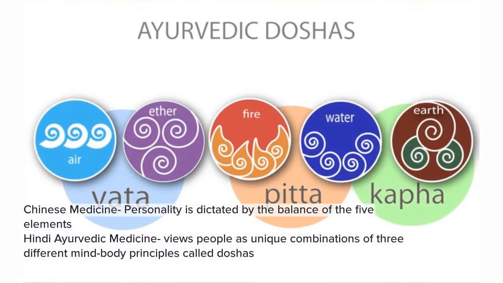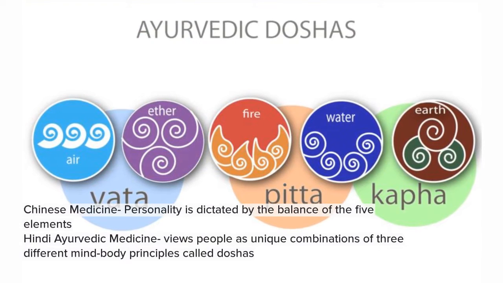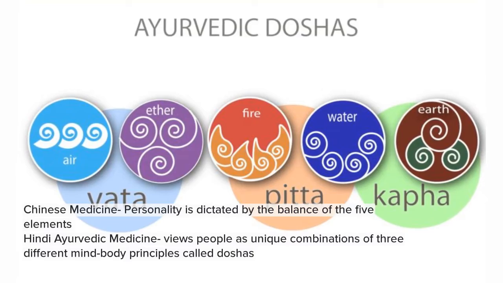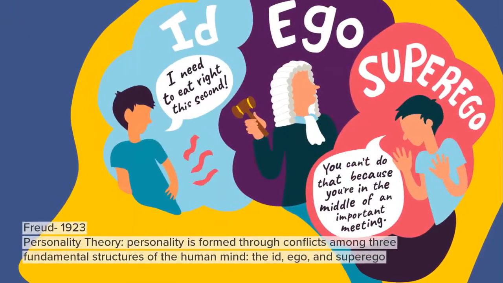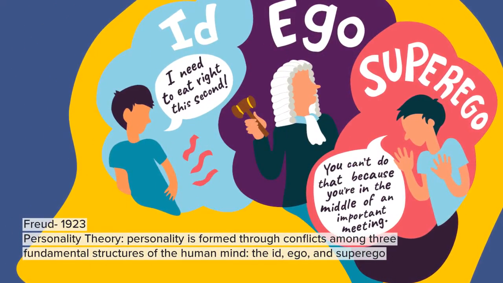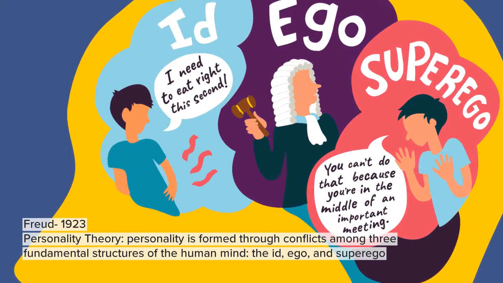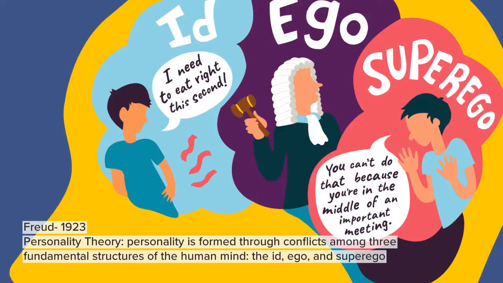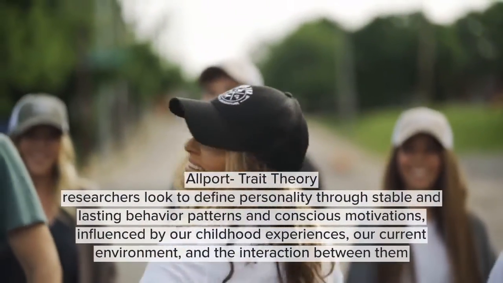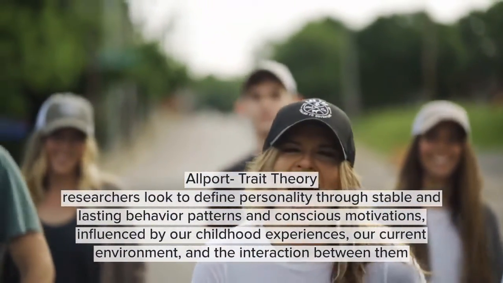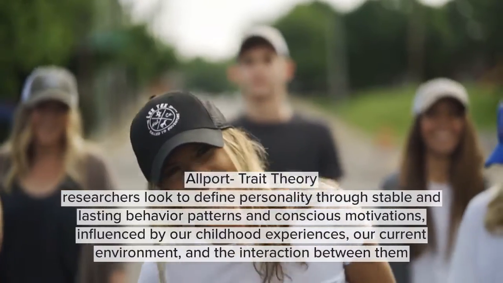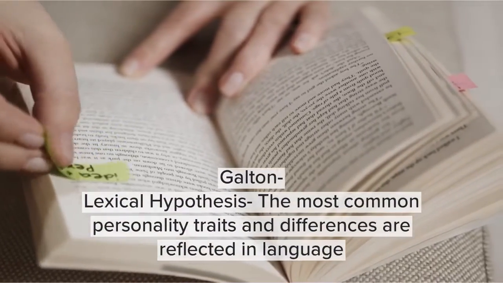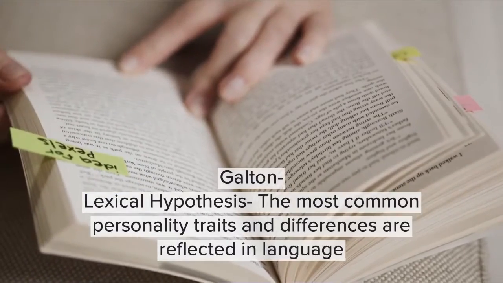Other examples include Chinese medicine, which based personality on the 5 elements, and Hindi Ayurvedic medicine, which based personality on principles called doshas. Freud had his own personality theory and thought that personality was based on conflict among 3 structures of the mind, the id, ego, and superego. Allport looked more at traits and thought they were influenced by both childhood experiences and our current environments. Galton also looked at traits and thought that our most important differences would be reflected in language.